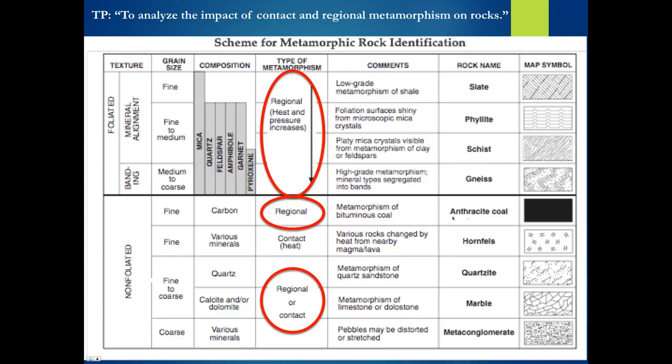Anthracite coal. If we have bituminous coal, which is a sedimentary rock, as the parent or pre-existing rock, right, that can turn into another type of coal called anthracite coal.